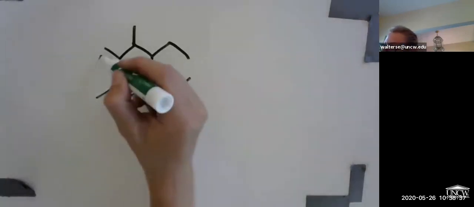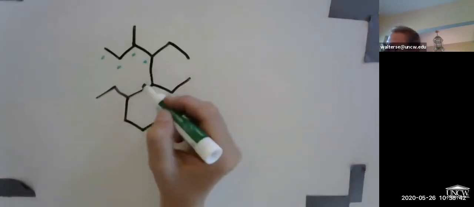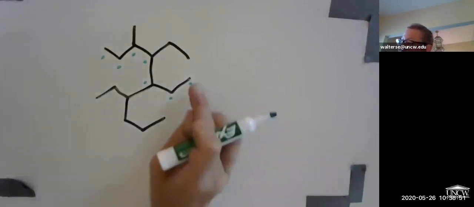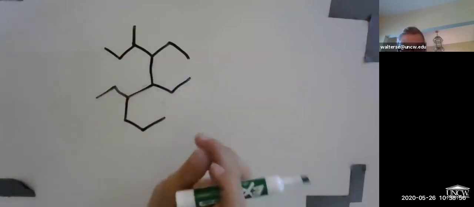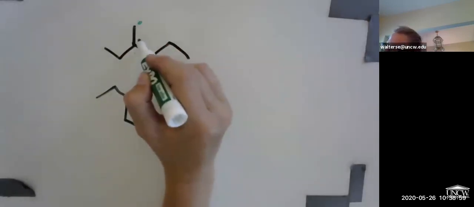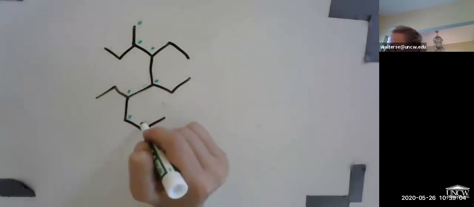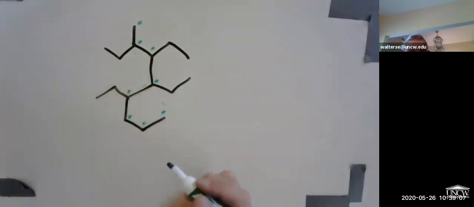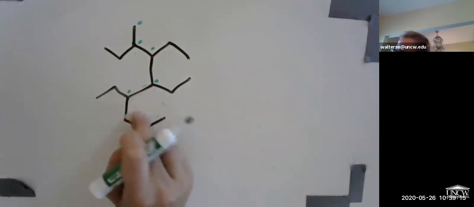Okay, so I'm just going to draw dots. 1, 2, 3, 4, 5, 6, 7. So that's one possibility, 7 carbons in the chain. All right, let's see if we can do any better. 1, 2, 3, 4, 5, 6, 7, 8. That's better than 7, so that's a possibility. Let's see if we can get anything longer.